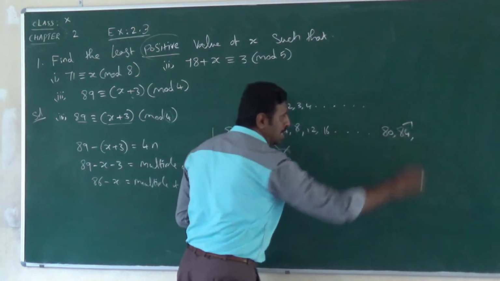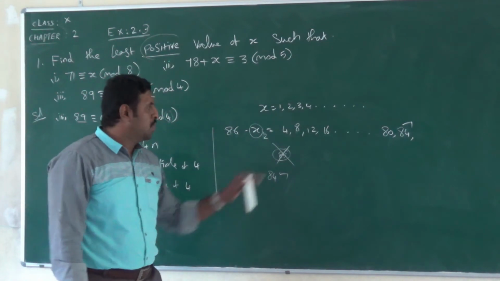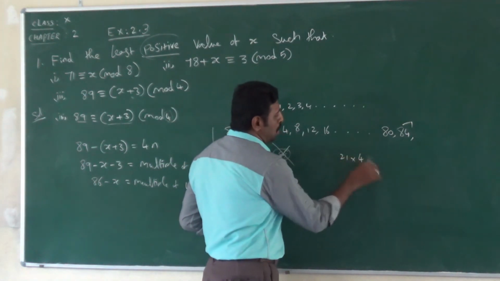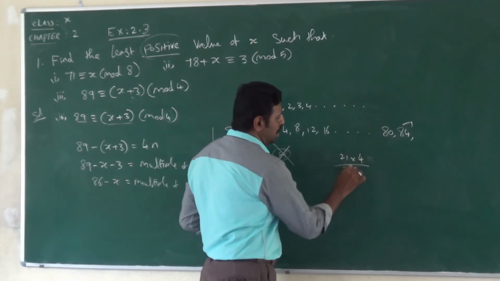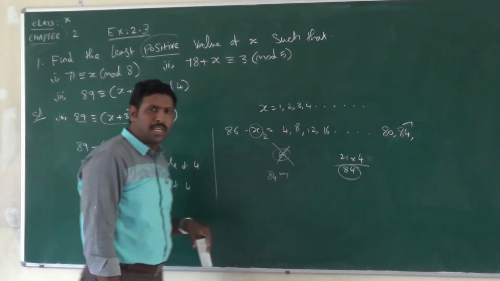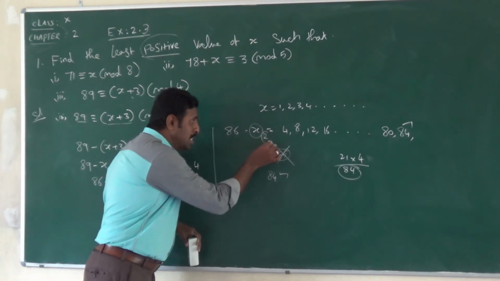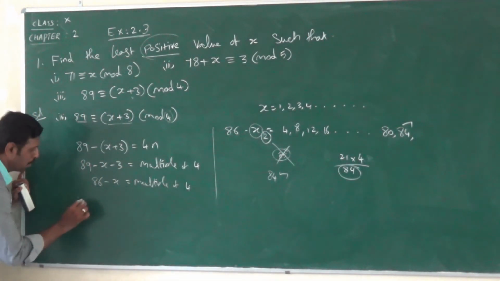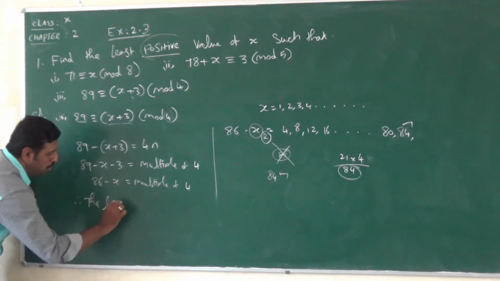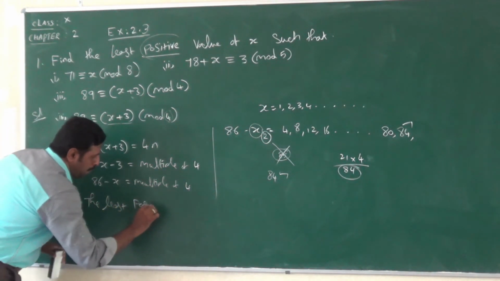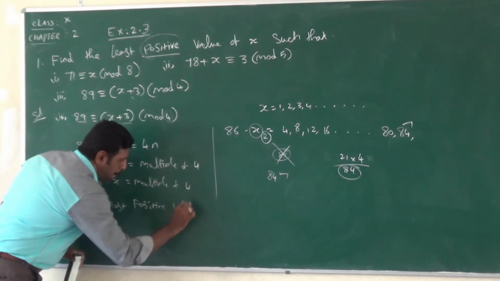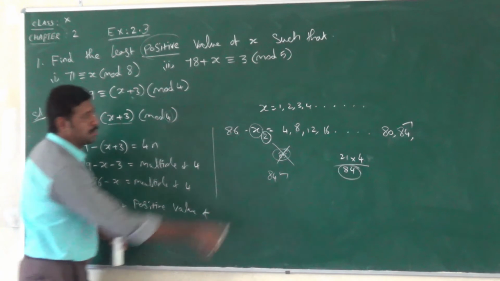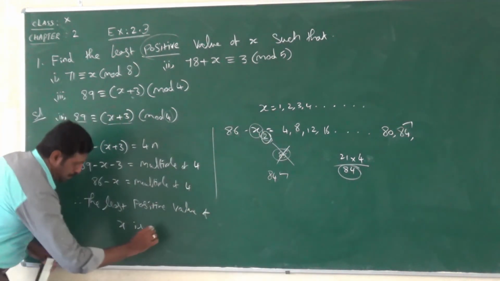See here, we get the multiplication: 4 into 21 is 84. So 2 is the least positive value of x. Therefore, the least positive value of x is, what is the number? 2, right?